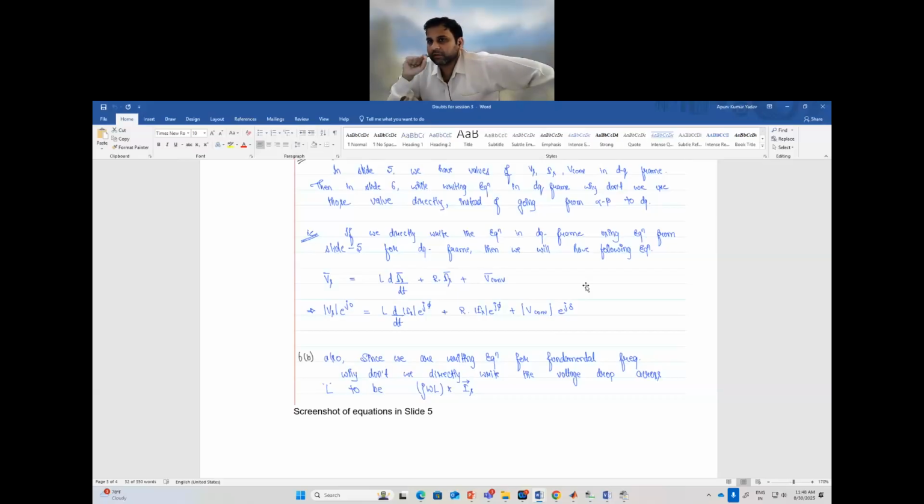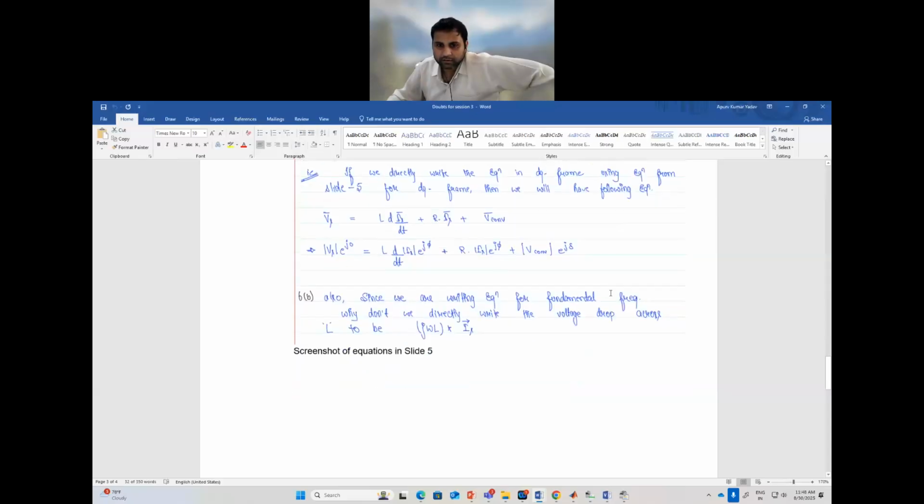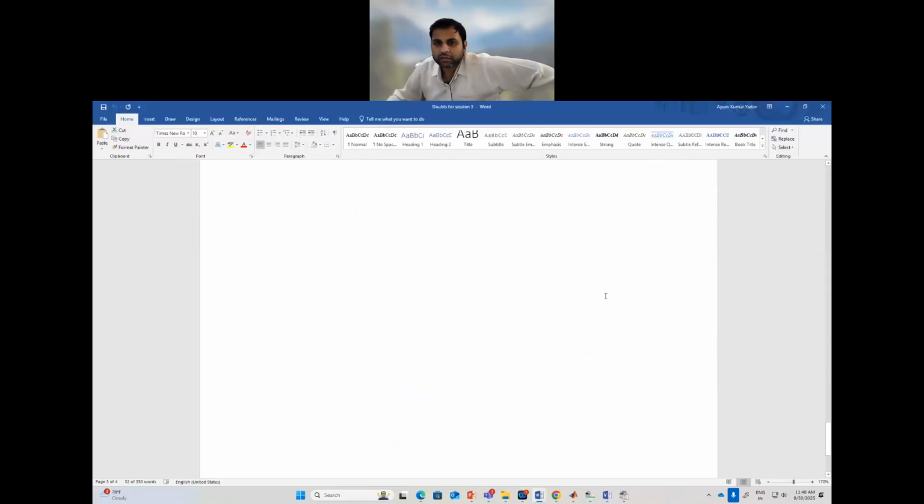That's why we wrote our expression in terms of time domain, and then moved from a three phase model, I mean the equivalent three phase model, into the alpha beta model, and then from the alpha beta model to the dq model. That's the thing.